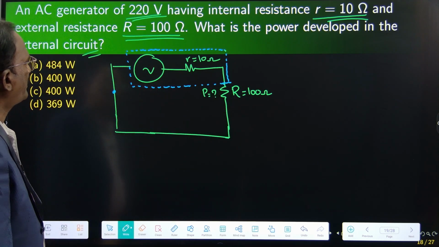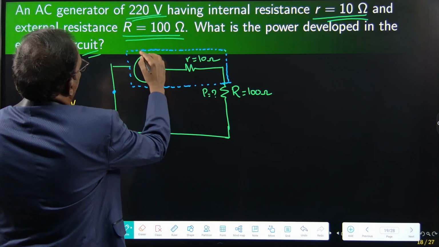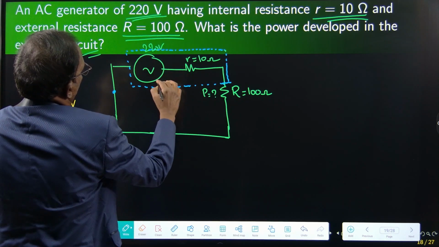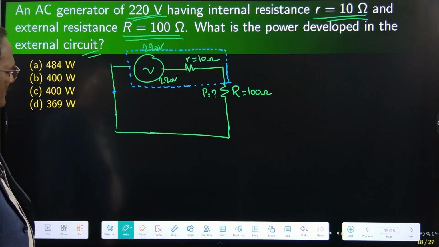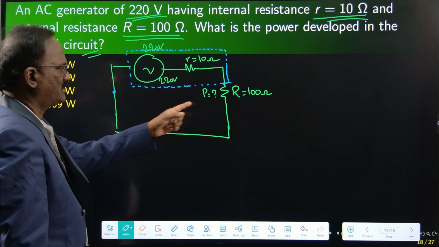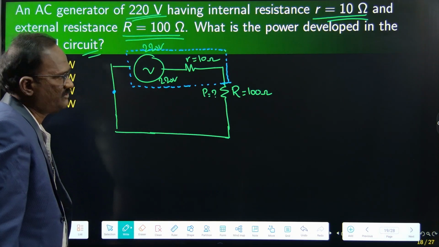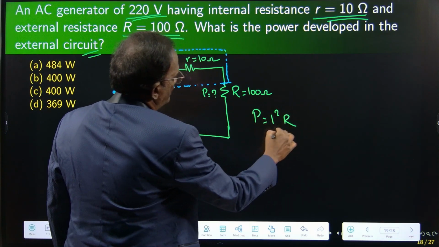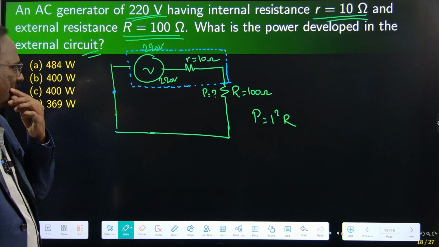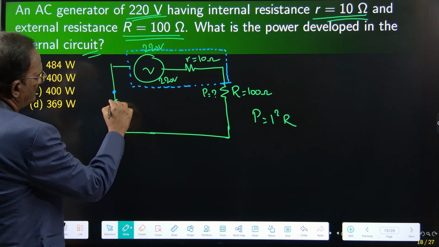So first we have to find its rating, which is given as 220 volts. P is equal to I square R, a formula we can easily use. R is available, P is in question, so I has to be found.